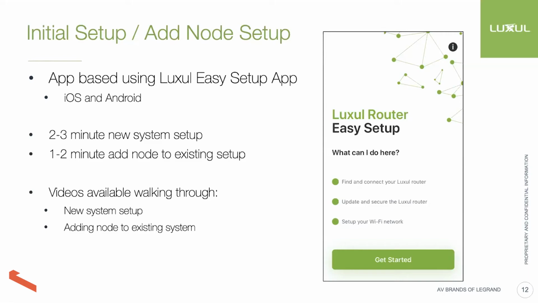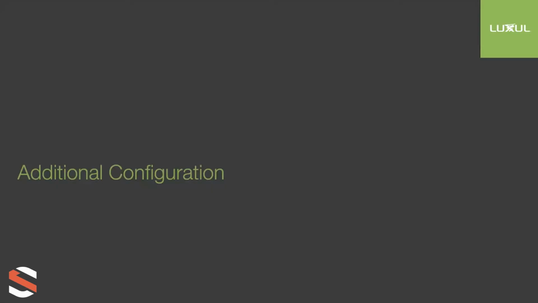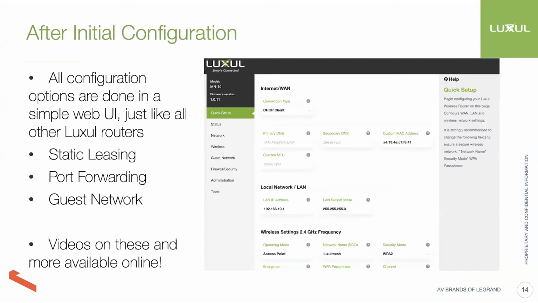Couple things that you can do with the initial setup or the additional configuration afterwards, and this is where things become very unique, because unlike most other mesh systems where everything is on the app, any sort of configuration options after the initial setup are done in a regular web GUI, just like you'd see with any of our regular routers. And this allows us to make it much more customizable and give you many more options for running a full-featured network from a mesh system.